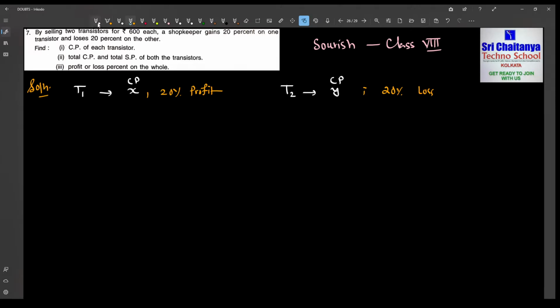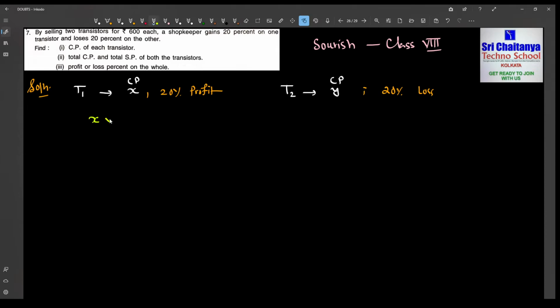Now we know that profit or loss is always calculated on the cost price. Profit percentage and loss percentage, profit and loss always are calculated on the cost price. So here the cost price is X and 20% is profit.